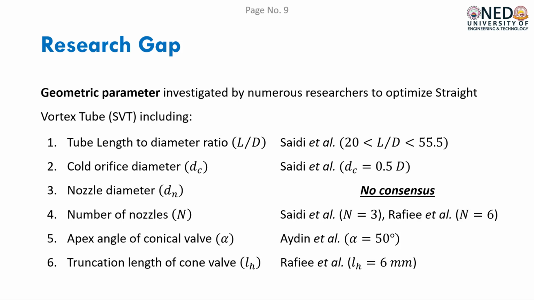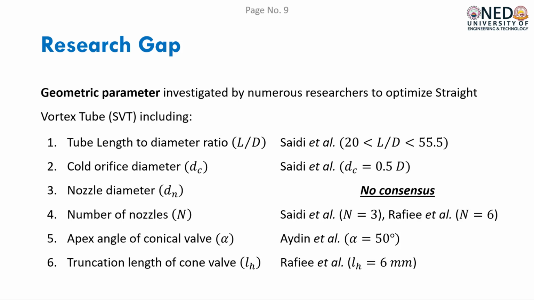They used a 3.5 mm nozzle diameter and suggested 3 nozzles are better for optimum performance, where they found the maximum cold temperature difference. However, later on, Ranque et al. performed experiments where he used a smaller diameter nozzle and found 6 nozzles at the inlet better for performance, providing the maximum cold temperature difference. So there is no consensus. No agreement has been found for nozzle size and count, which should be carefully investigated.